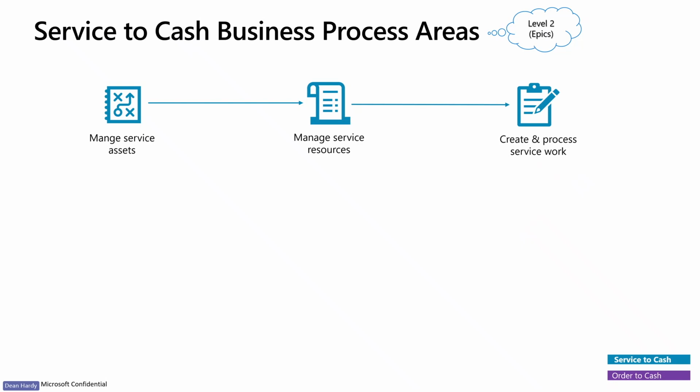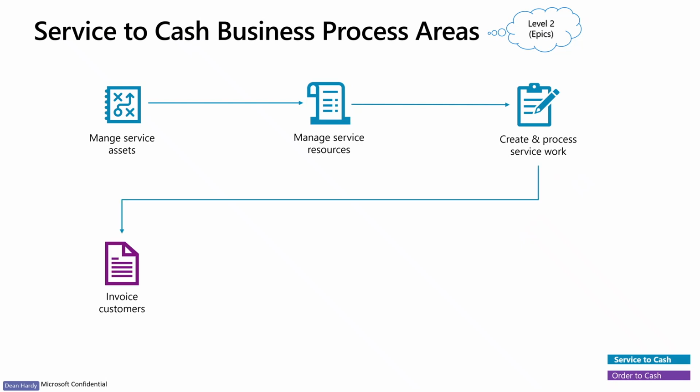The next 3 are overlapped with the order-to-cash end-to-end process. Invoice customers. This process area covers creating and sending an invoice to a customer based on a service order and posting it to the general ledger. Invoicing is a common part of the service-to-cash process for many organizations. Record customer payments. This process area includes the various processes for collecting payment for the products and services used in service delivery.